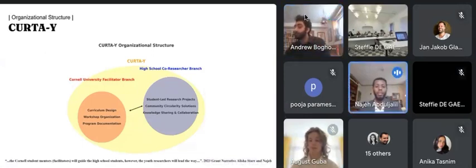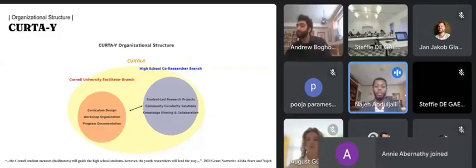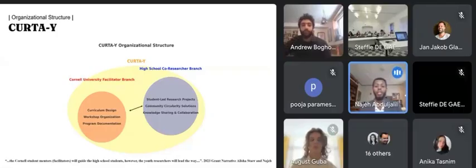CURTA-Y's organizational structure is split into two branches: the Cornell student facilitators and the high school co-researchers. The facilitators focus on curriculum design, workshop planning, and documenting the program's achievements. The high school co-researchers branch conducts research, designs circularity solutions, and shares their knowledge and collaborates with their surrounding community. This structure gives power to the youth researchers to influence the change that they want to see in their neighborhood.